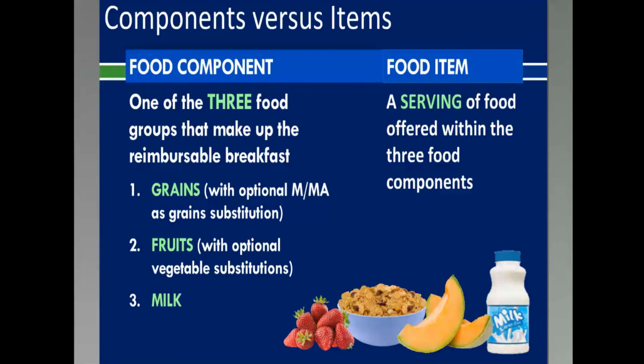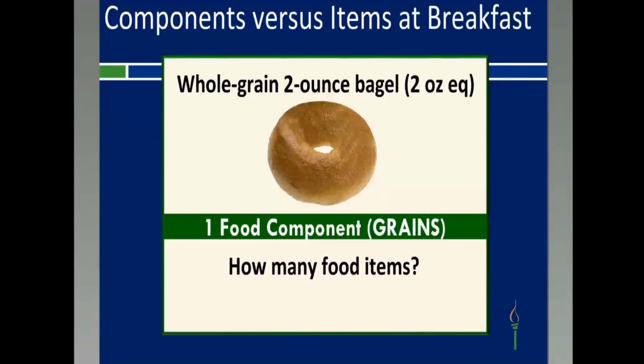Components versus items at breakfast is just a little different, as we combine the grains with meat alternates, and vegetables get combined with the fruits, and milk stays as its own. A food item is going to be a combination of two or more of the food components. An example of this at breakfast would be a breakfast burrito or a fruit parfait.